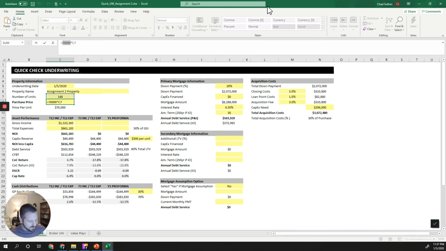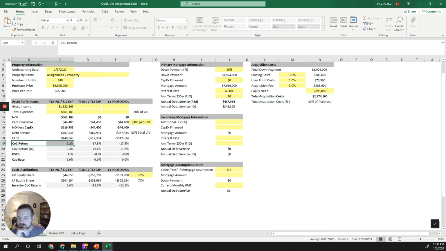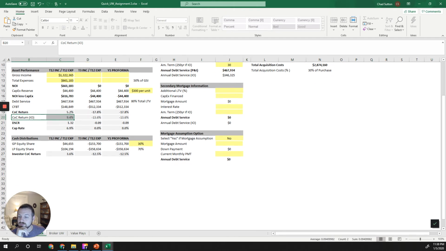But let's drop it down even more. Where can we buy it at? So 65,000 a door, 9.6 brings us to cash on cash return of 5.2 in year one, 9.4 on this. This property just didn't, we had a lot of trouble getting this property to hunt, if I remember correctly.